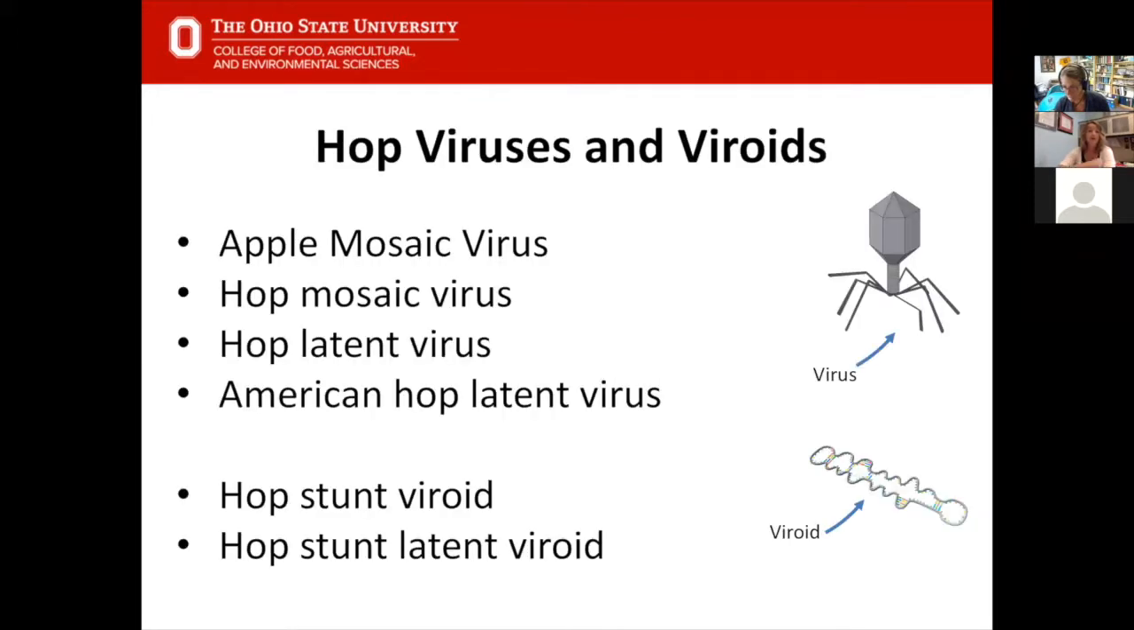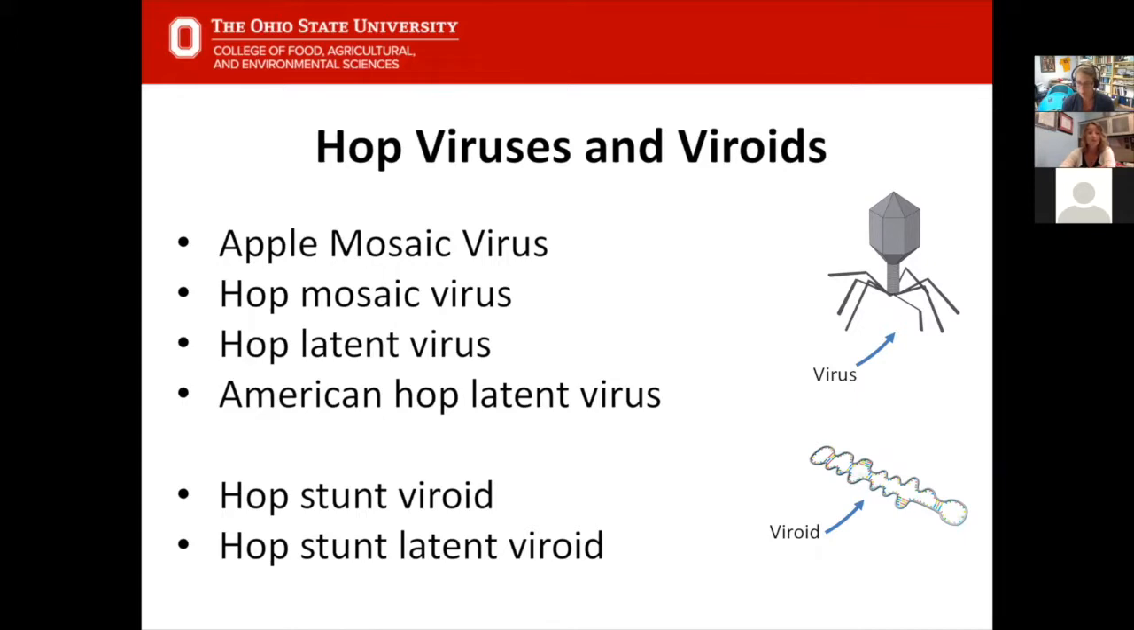There are 4 major viruses that can infect hops here in the US. The most destructive one is the apple mosaic virus, and then we also have hop mosaic virus, hop latent virus, and American hop latent virus. The bottom 3 viruses belong to the same family, and they're often together, so you'll have a mixed infection of the 3.